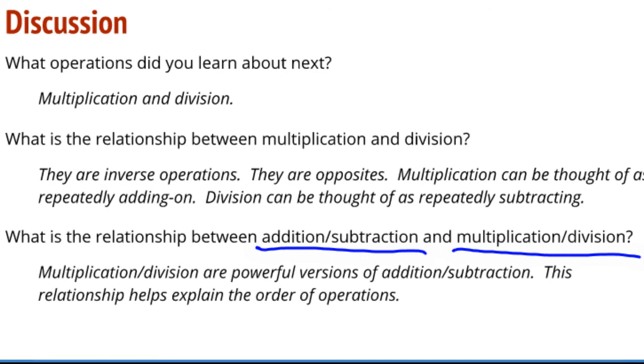Well, multiplication and division are powerful versions of addition and subtraction. So they're addition and subtraction with really big batteries, being able to have a whole lot more power to them. And it's this relationship that multiplication and division are more powerful versions of addition and subtraction that helps form the foundation of the order of operations.